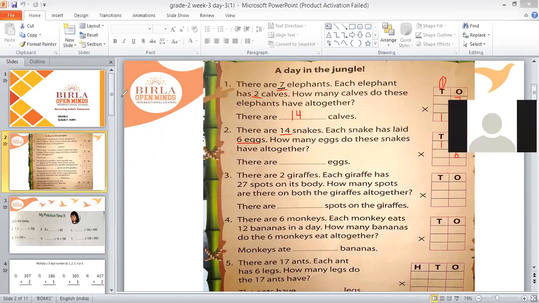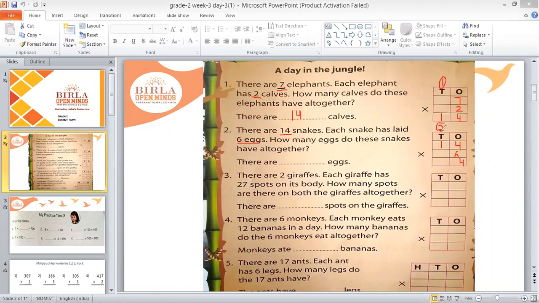Aryan. Yes, ma'am. Tell me, in second bit, what is the number beside multiplication symbol? 6. So which number? 6. Very good. So tell me now, 6 fours are how much? 24. Very good. So 6 fours are 24. So we will write 4 in ones place and 2 will go as carry over in tens place.